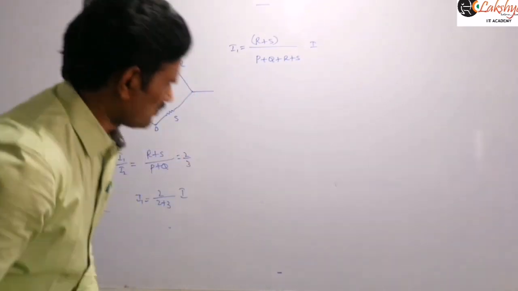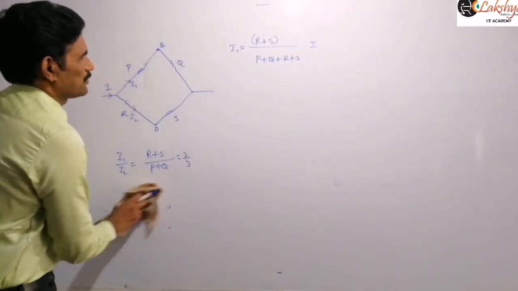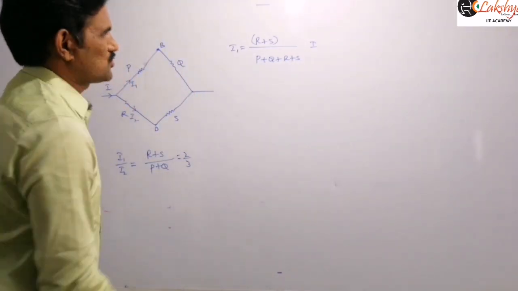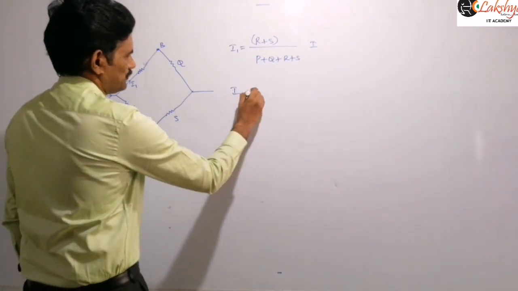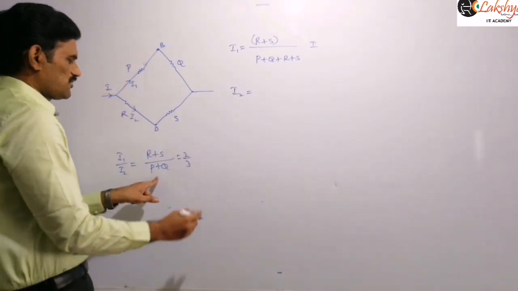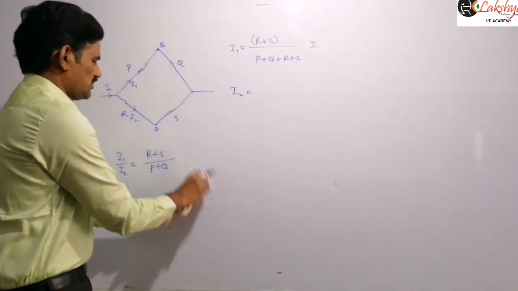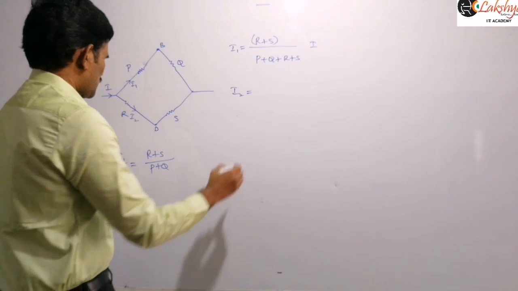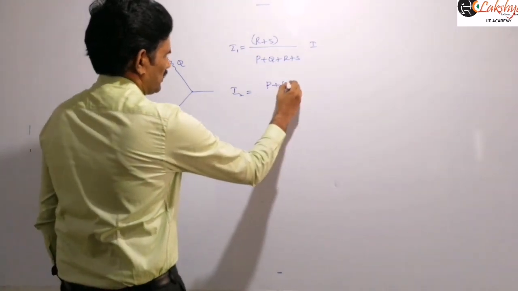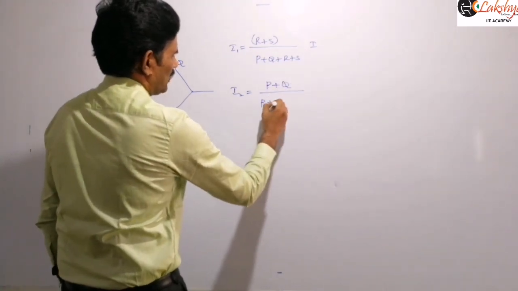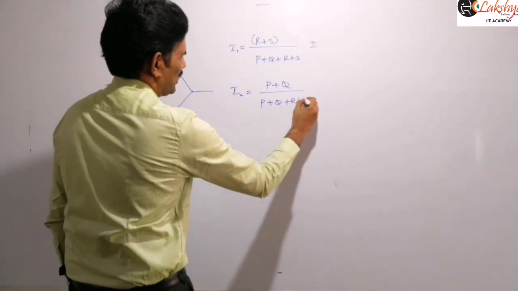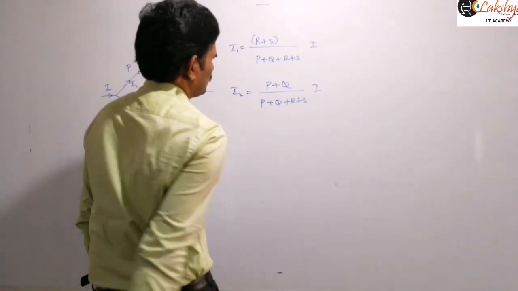The total I1 value we can take as corresponding to this, 2 by sum of ratio into I. You know already, we already solved many problems based on this. So like that I am writing. Now similarly I2, the corresponding value is this one. The 2 by 3 was just an example. So this is P plus Q by P plus Q plus R plus S into I, right?